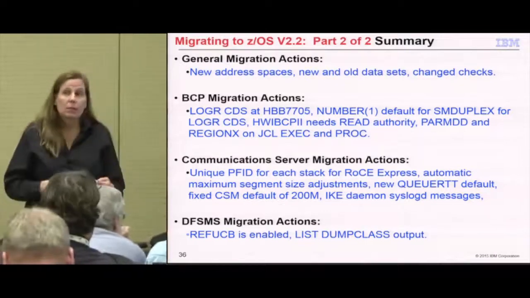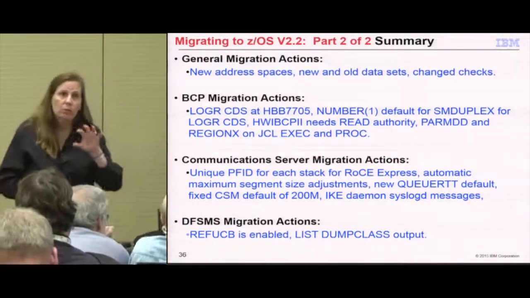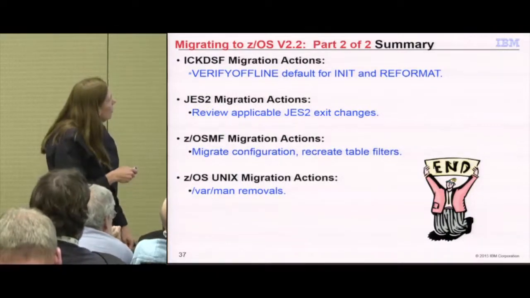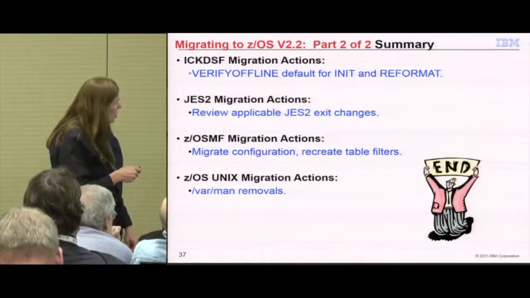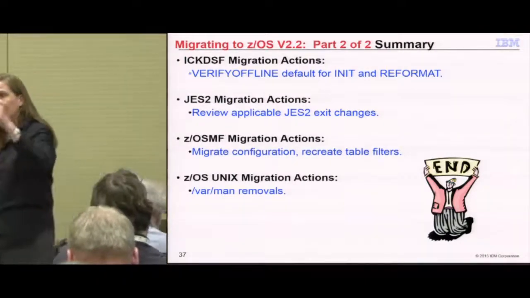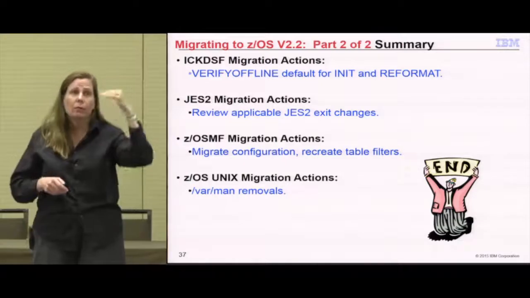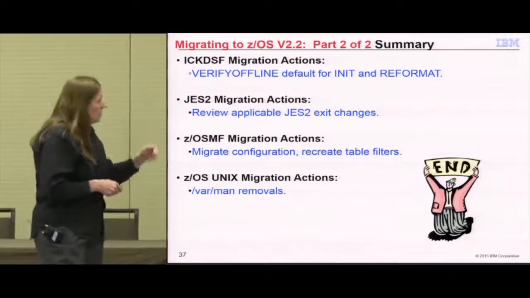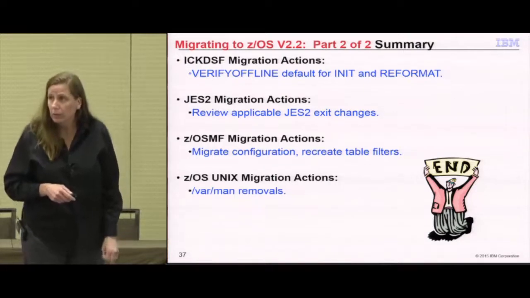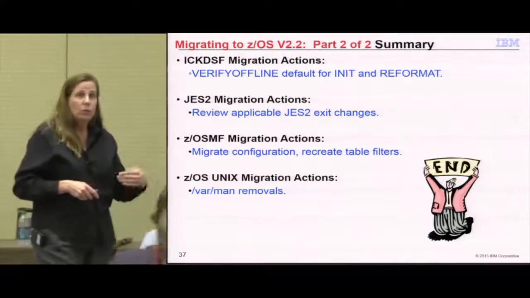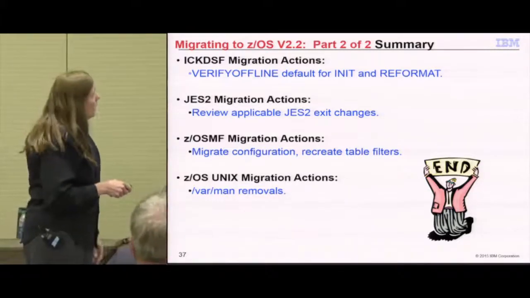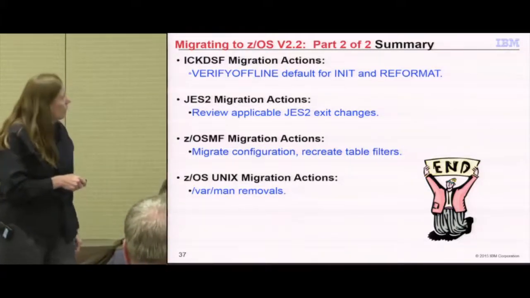The list dump class command output, things have moved over, new fields are appearing in it. Verify offline device, a default change for ICK DSF if you're specifying in the init and reformat, and you meet all those conditions, right, at the right microcode level. It's not a disk, it's not a mini disk. Then it will process as if verify offline was there. So if it's not offline, you will see an error now, even though you didn't specify verify offline. Exit changes, that's the general one we have.